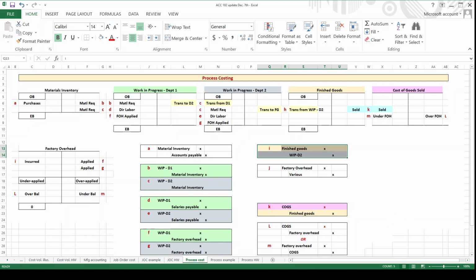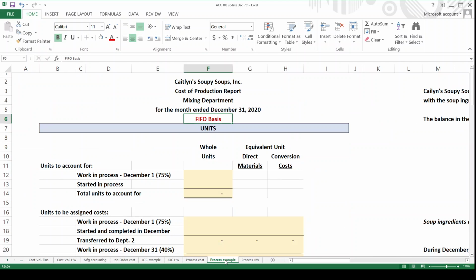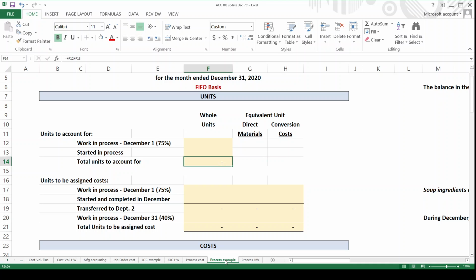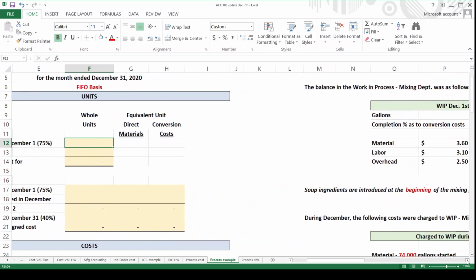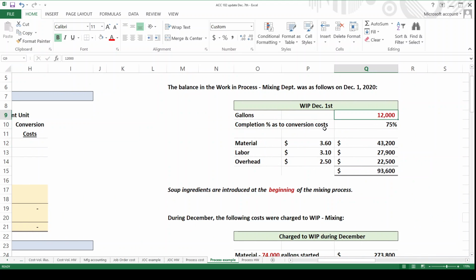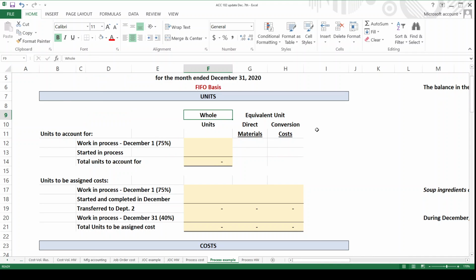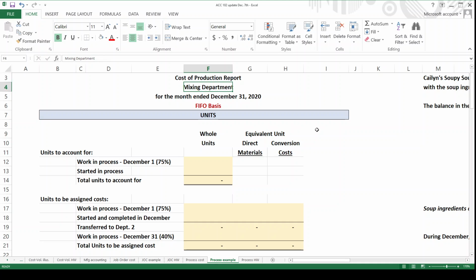Now let's take a look at the cost of production report for Caitlin's Soupy Soups, Inc. Alright, so this top part of the report, we're going to account for the units. Alright, how many units do we have to account for? Well, we have to account for the units in the beginning inventory. So we go looking at the information that we were provided. We have 12,000 gallons of soup in the beginning WIP of the mixing department. So I'm going to put 12,000 over here.